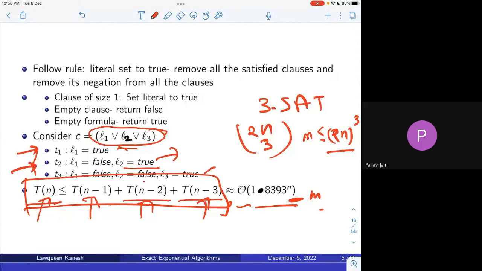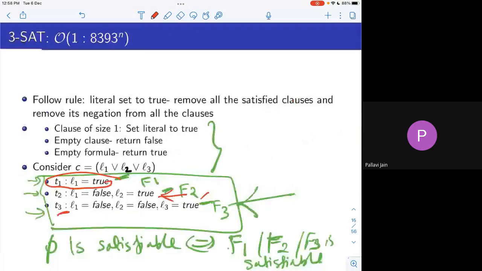So we can prove the if and only if that I mentioned in the previous slide: P is satisfiable if and only if either F1 is satisfiable, F2 is satisfiable, or F3 is satisfiable, which are the formulas we get after these partial assignments T1, T2, T3.